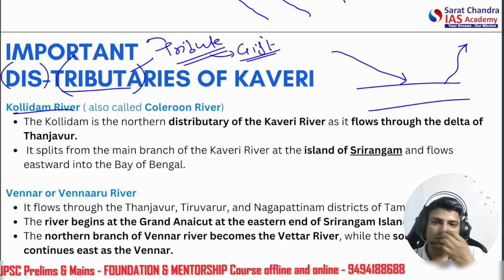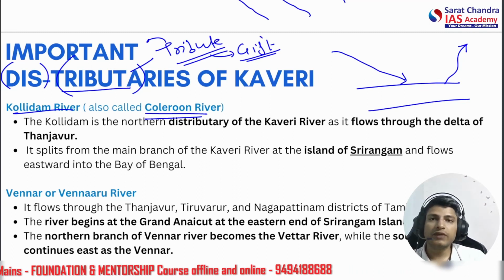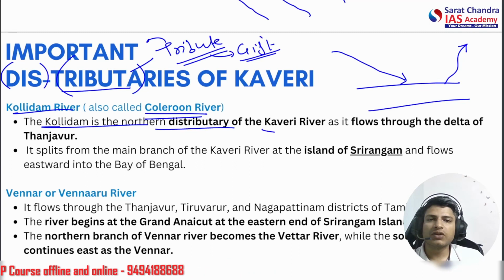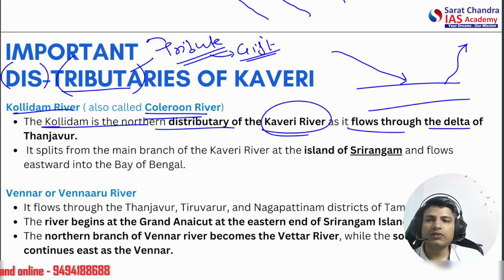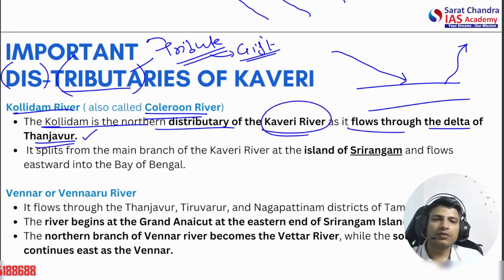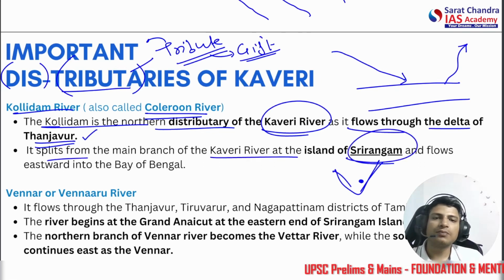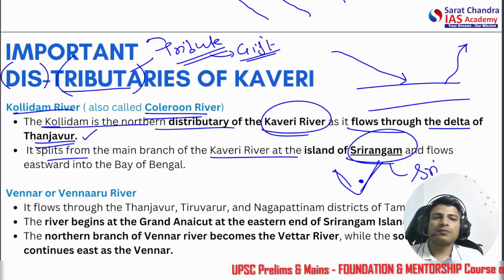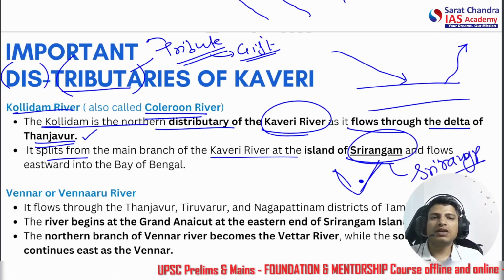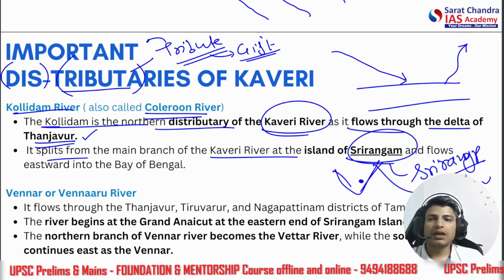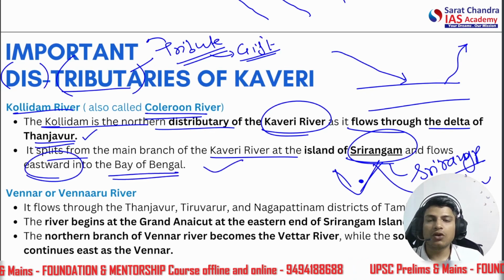So Kolidam river, which is also known as the Coleroon river. So this is a very long river. This is the last one in the Kaveri series. All right, so Kolidam is the northern distributary of the Kaveri river as it flows through the delta of Thanjavur. So Thanjavur we saw where it was located in Tamil Nadu. This side it was located, a little bit inwards in the land. It splits from the main branch of the Kaveri river at the island of Srirangam. So it is different from Srirangapattanam. Srirangapattanam is in Karnataka and Srirangam is in Tamil Nadu. Please remember this fact. Okay, and it flows eastward into the Bay of Bengal.